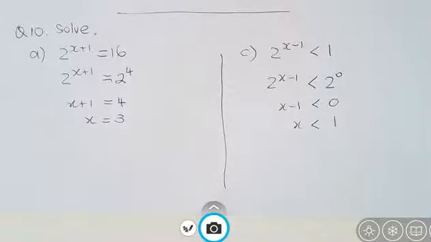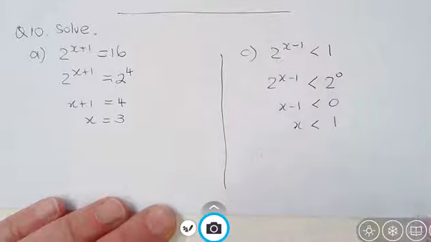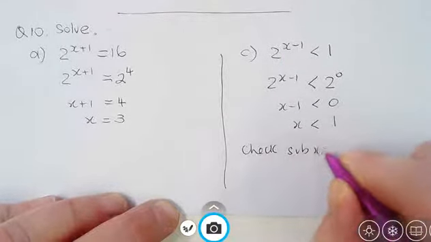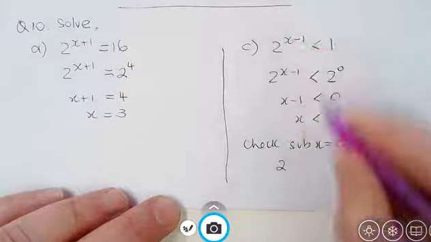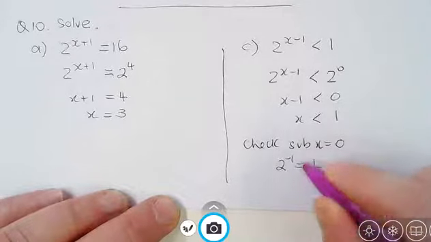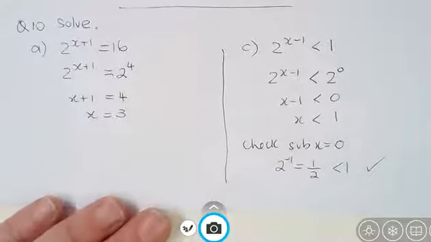So what we can do, let's just substitute a number less than 1, such as 0. Let's just check our solution. Let's sub x is 0 into the original equation. You would get 2 to the 0 minus 1, 2 to the negative 1. Well, that's a half, because it's 1 over 2 to the power of 1, and that does happen to be less than 1, so that does look correct.